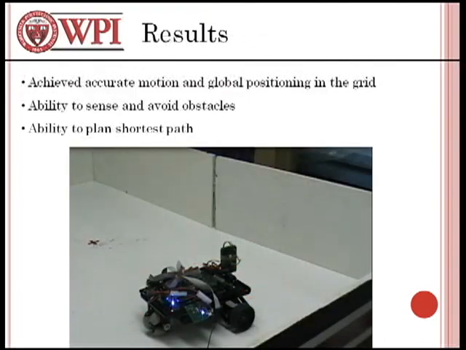So in conclusion, for our results, we achieved accurate motion and goal positioning in the grid. We were able to navigate to our 5 waypoints, and we were able to plan the shortest path there and back.